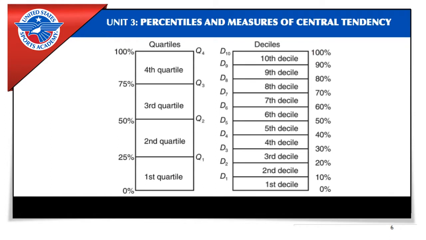Slide 6, Quartiles and Deciles. Two of the most common ranges of percentile scores are the quartile range and the decile range. The quartile range is divided into 4 equal parts, while the decile range is divided into 10 parts. The figure shows the quartile and decile divisions of the percentile scale.